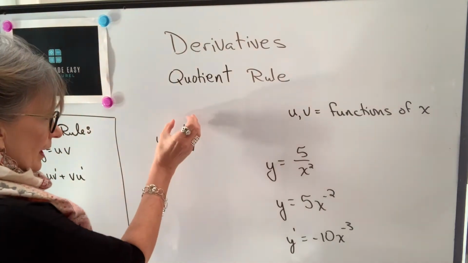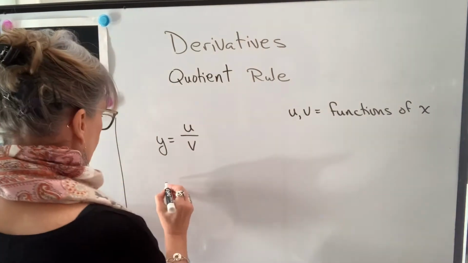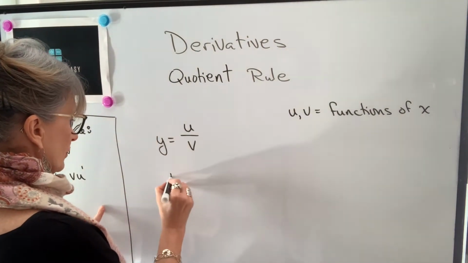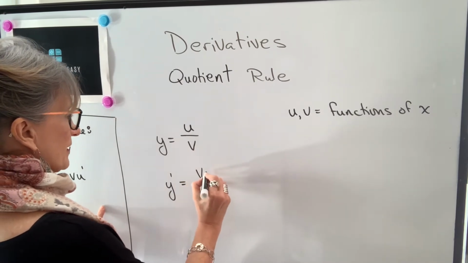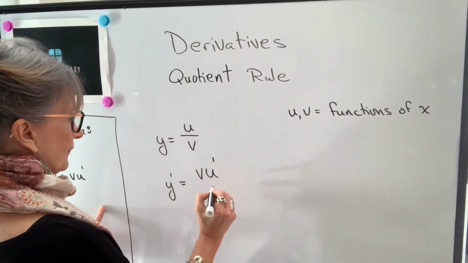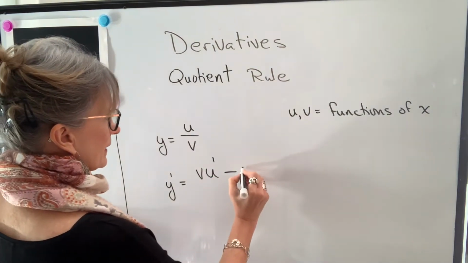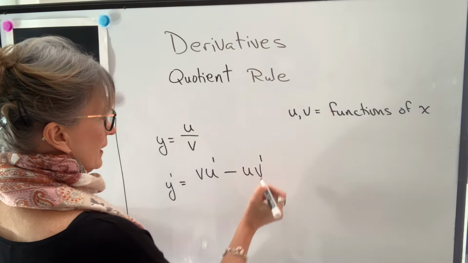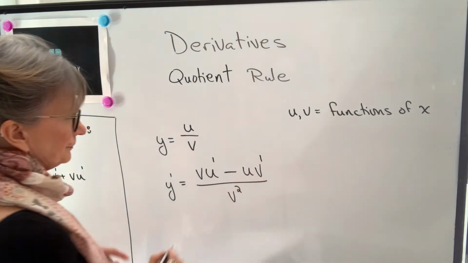So let's focus on a function divided by a function. The derivative of my function will be equal to v times the derivative of u. And then instead of adding, I have to subtract. And then it's u times the derivative of v. And then the whole thing is over v squared.